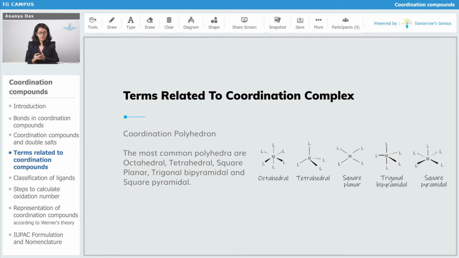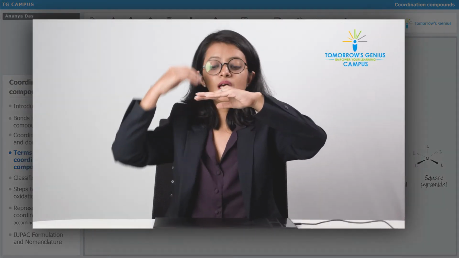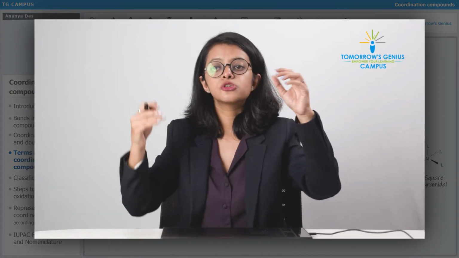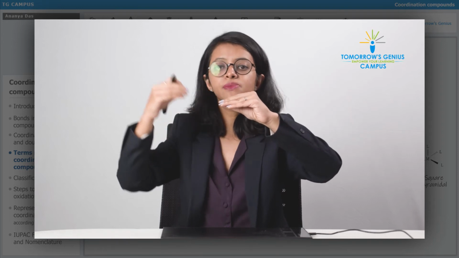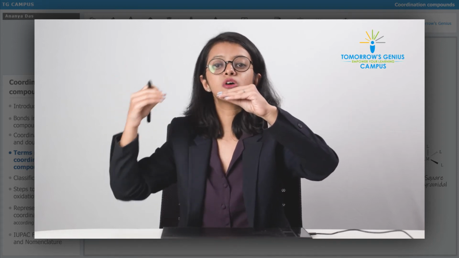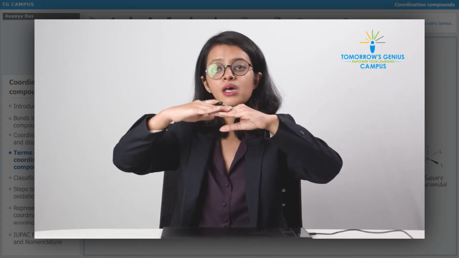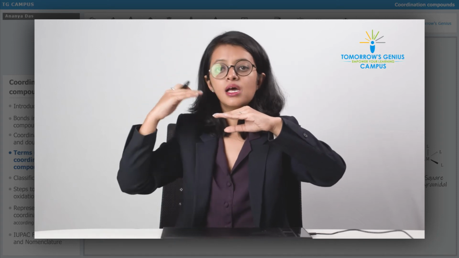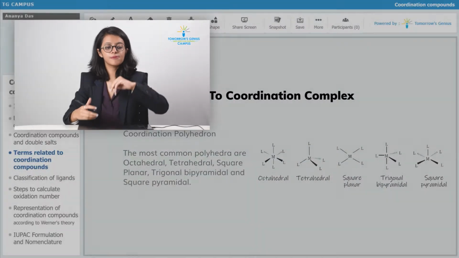In trigonal bipyramidal, this ligand and the ligands which are shown by the wedge line as well as the dash line, these 3 ligands lie in the same plane. This ligand as well as this ligand lie above the plane and below the plane. So the metal atom is in between and the 3 ligands are on the same plane as the metal atom. The 4th ligand is above the plane and the 5th ligand is below the plane.